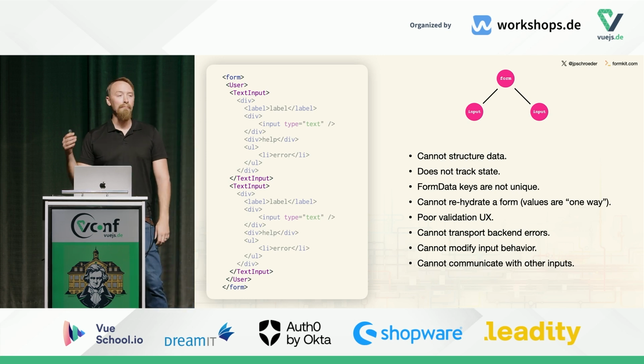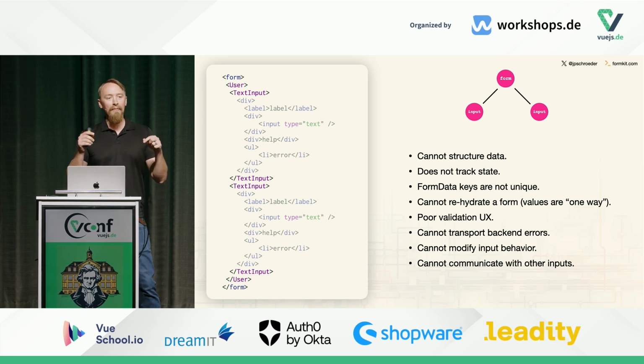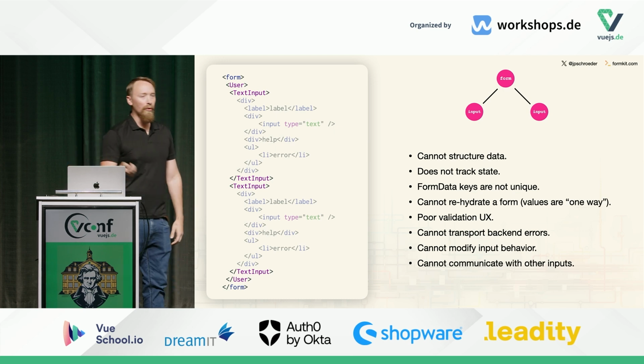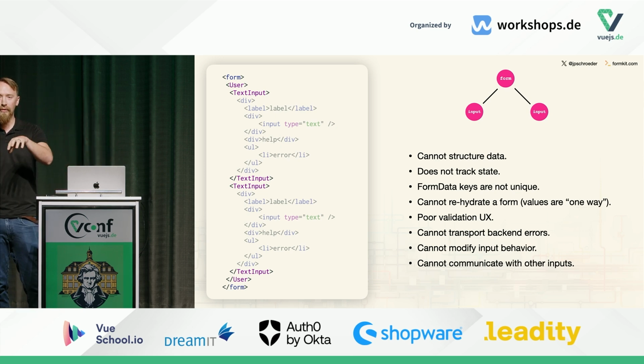I have literally gotten bug reports about native validation that there was a bug. It wasn't a bug. It was that the native validation UX was so poor that the users thought that there was a bug on the website because the validation popped up in this weird window and they thought it was a bug. You can't transport backend errors. If you get backend errors, we need to get our little fingers all the way down in there in order to put the backend errors on there.